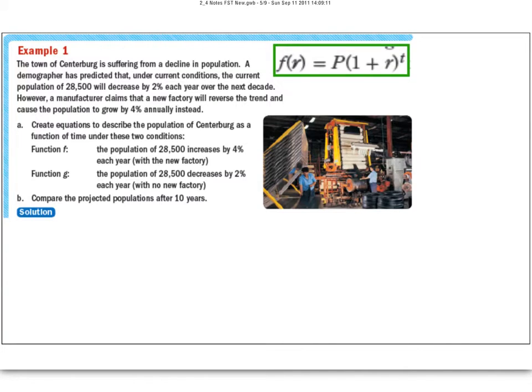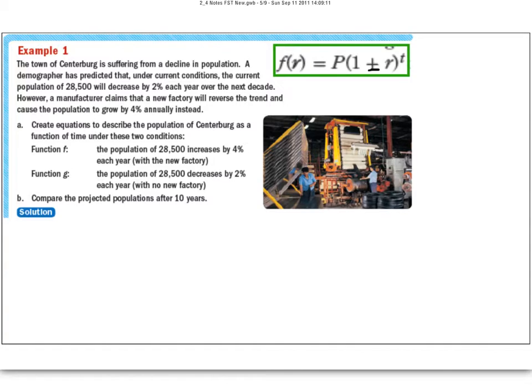So for learning objective A, we're going to find a growth or decay function and evaluate. Keep in mind we have the formula here in the upper right, and we need to think of it as plus or minus. We need to determine if it's growth or decay, and then use plus for growth and negative for decay.